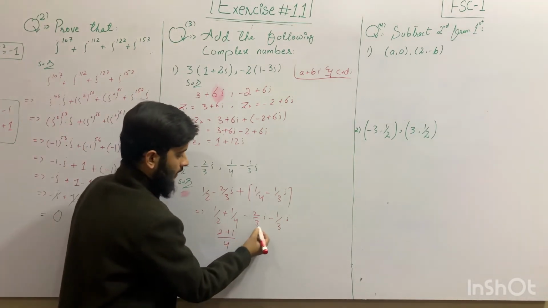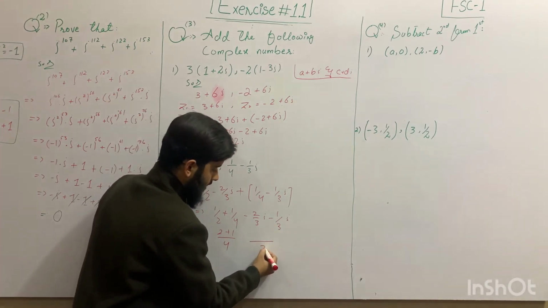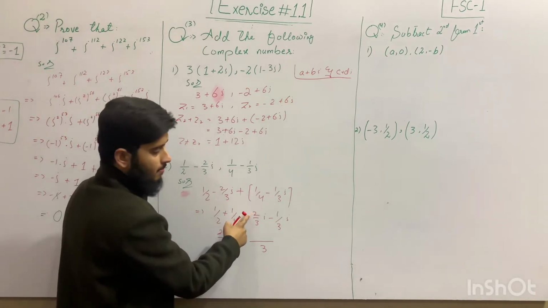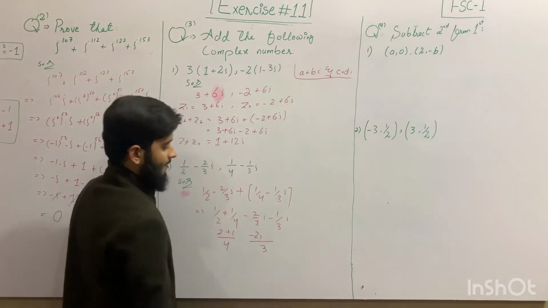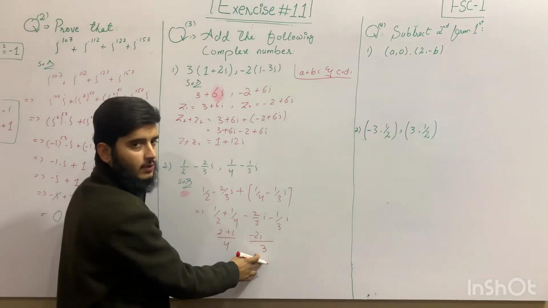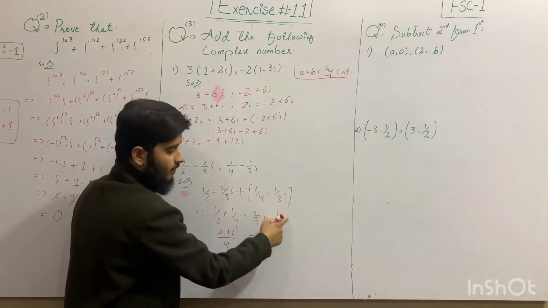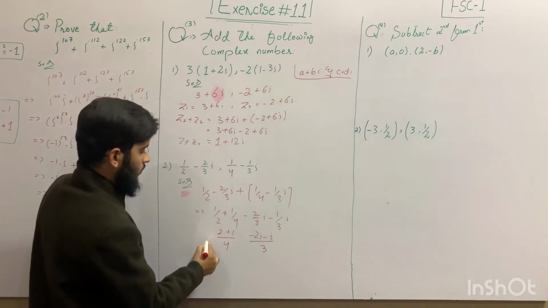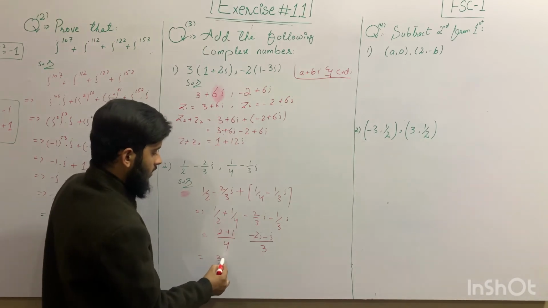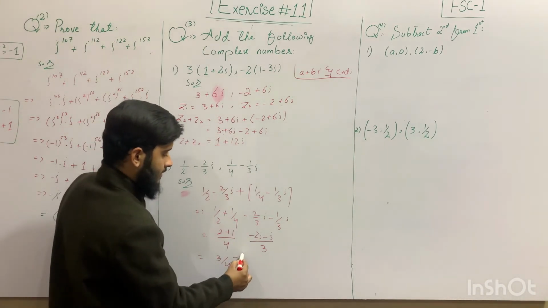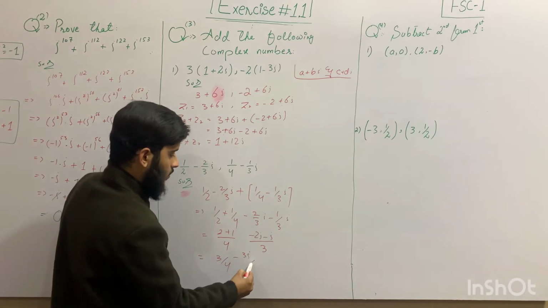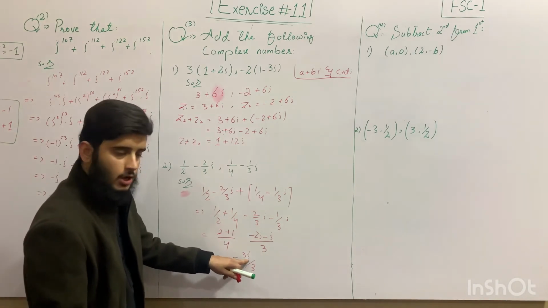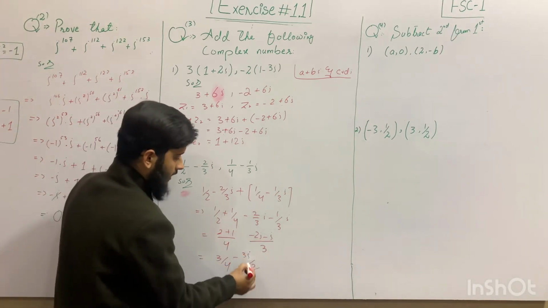And here again, the LCM of these two terms is 3. 3 divided by 3 gives us 1. Multiply that with minus 2 iota. Again, 3 divided by 3 gives me 1, and that is multiplied by 1 iota. So minus iota. So this is equal to 3 by 4 minus 3 iota over 3. Minus 2 iota minus iota gives me minus 3 iota, and 3 is on the downside, so they will cancel out each other.